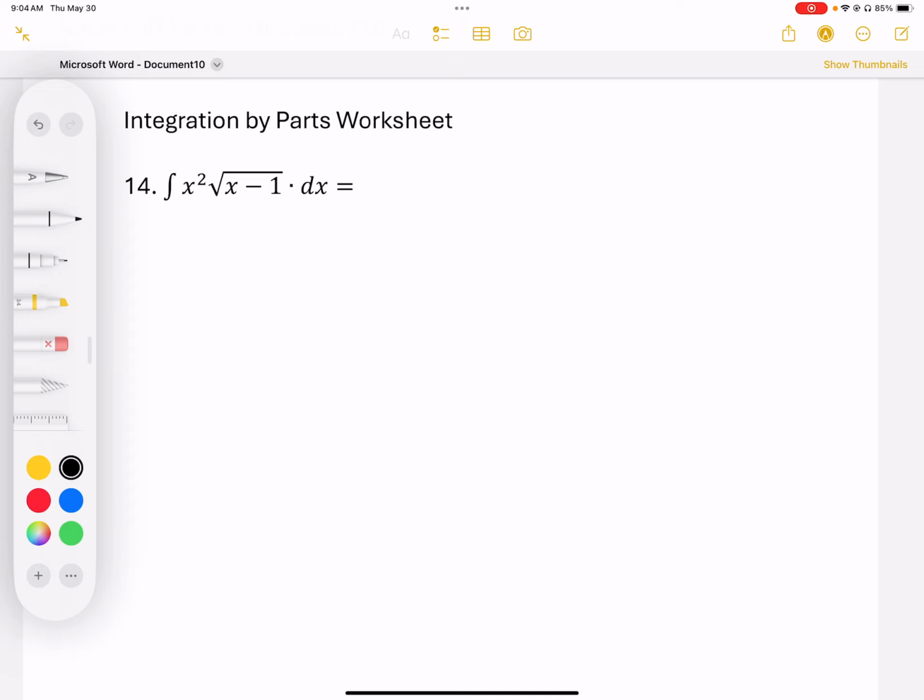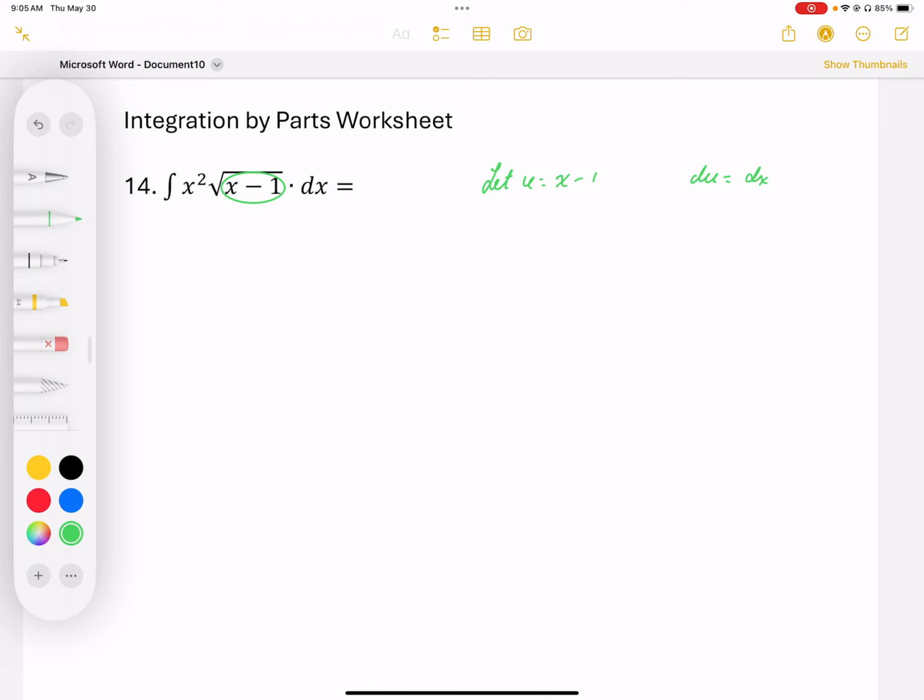Question number 14 is going to use a substitution. Now, this substitution is a little bit different than the normal substitution. So we're going to take a look at that inside function, x minus 1, and we're going to let that be our u function. So let u equal x minus 1, and that makes du the same as dx, which is kind of convenient.